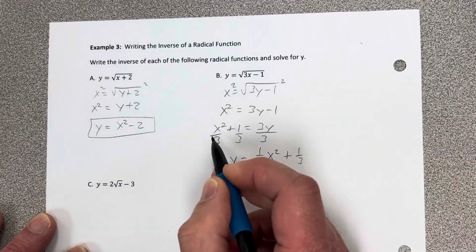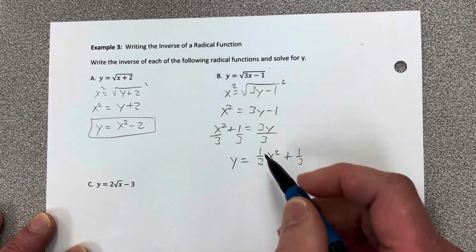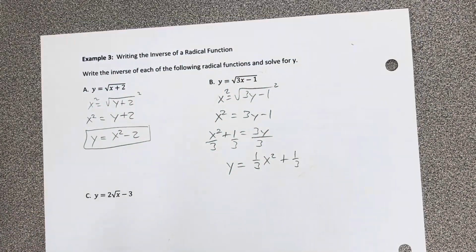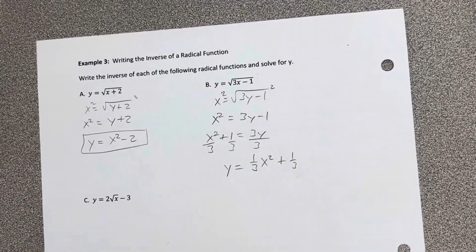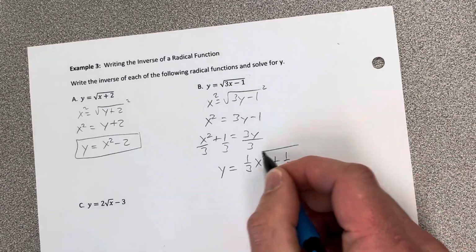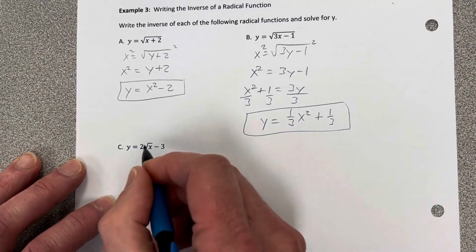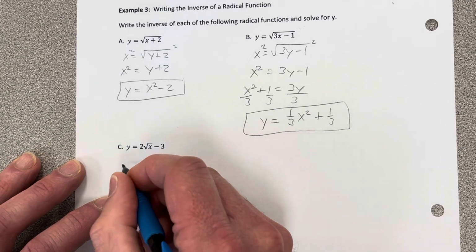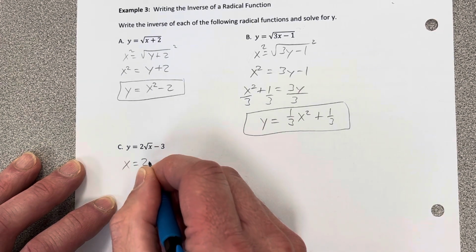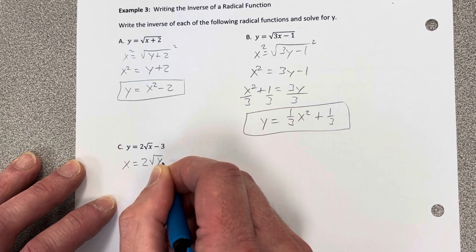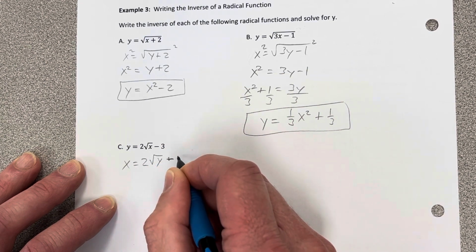And I like to write it like that as 1/3, because then you can see, oh yeah, that's a vertical shrink of 1/3. Yeah, so there we go. And one more for good measure. On this one, I'm not going to square first. Well, first I'm going to swap x and y. I keep wanting to skip that. Oops, minus 3.